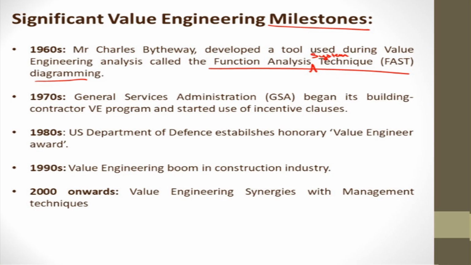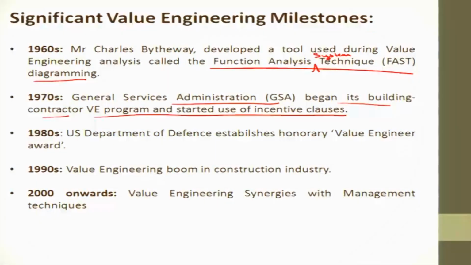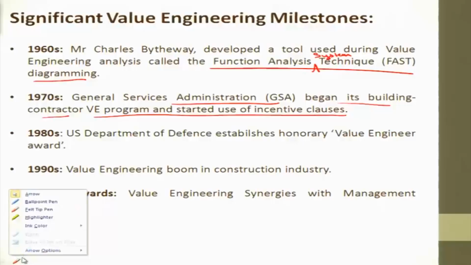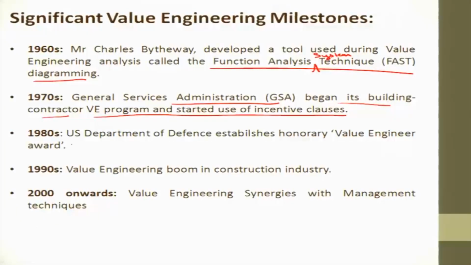functions are separated. In the 1970s, the General Services Administration began its building contractor value engineering program and started using incentive clauses. In 1980, the US Department of Defense established the honorary Value Engineer Award. So, these are the major milestones.